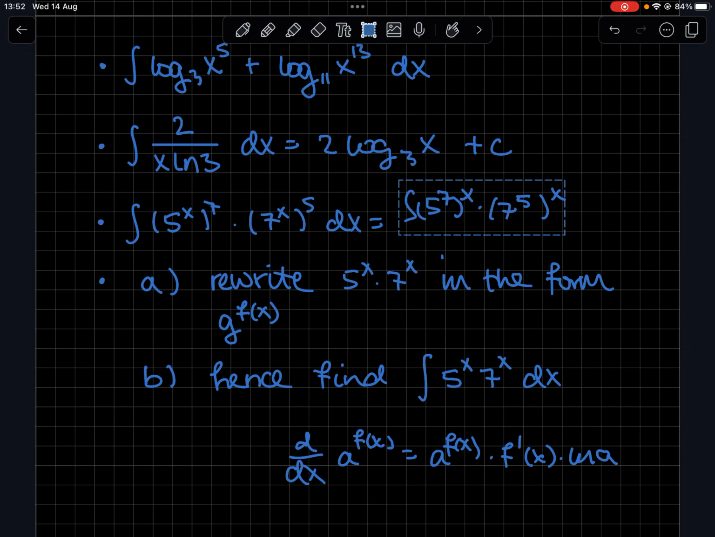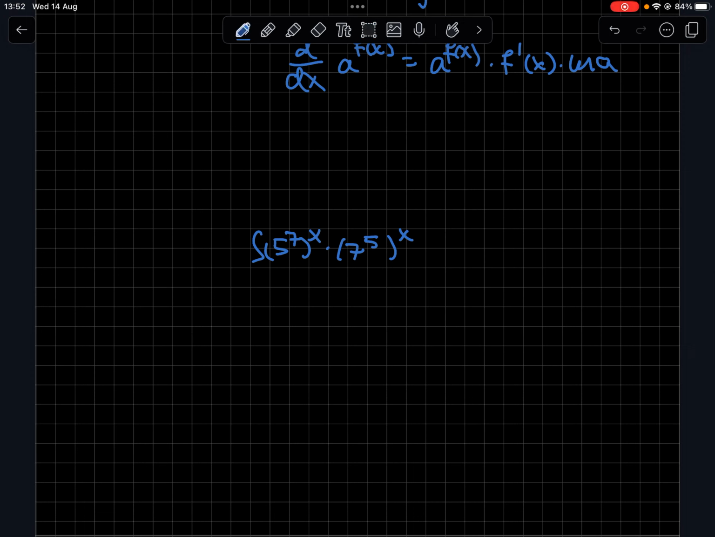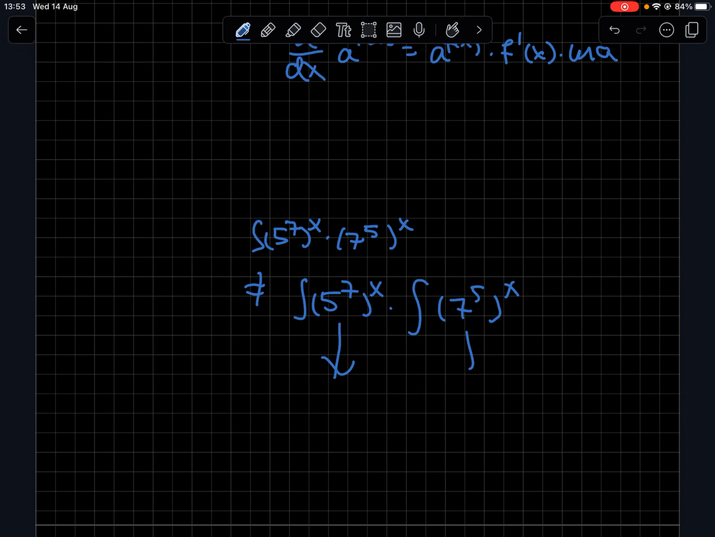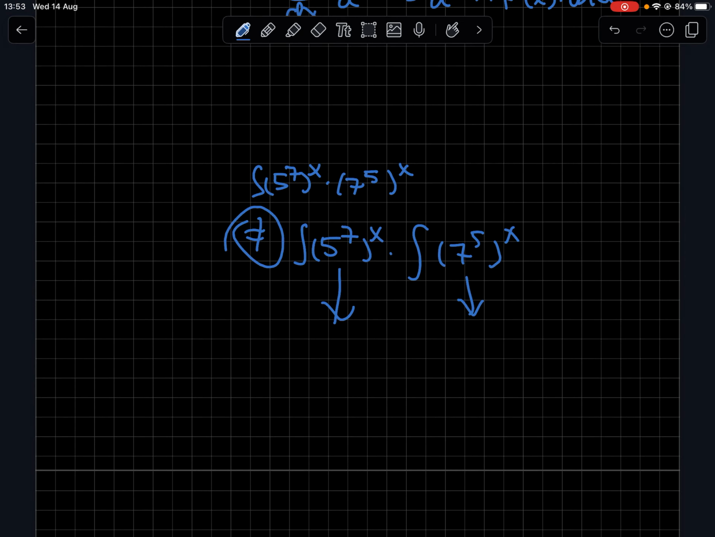I'll actually move this down to here so I have more space. And now don't try splitting the integral. Don't write equals the integral of 5 to the power of 7 to the power of x times the integral of 7 to the power of 5 to the power of x. Okay, don't do that. Because, again, you can't split a multiplication like that. And then don't try to just use the normal exponent rule from here. This step is actually wrong, as I've highlighted here.